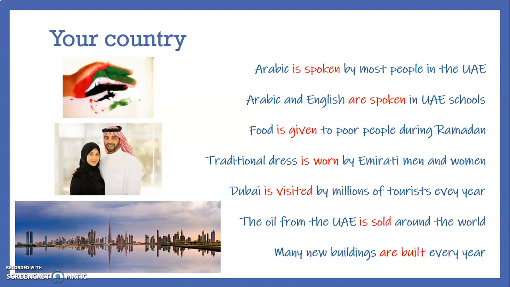Traditional dress is worn by Emirati men and women. Now in this one, we've said who wears it, but it's more important that we're saying traditional dress at the start of the sentence. Dubai is visited by millions of tourists every year. The oil from the UAE is sold around the world. It doesn't matter who sells it, it's just important that it's oil that is sold. Many new buildings are built every year. Again, it's not important who builds it, just that they're being built. Okay, so these are all examples of the present simple passive, and you can use this to describe many things about your country.